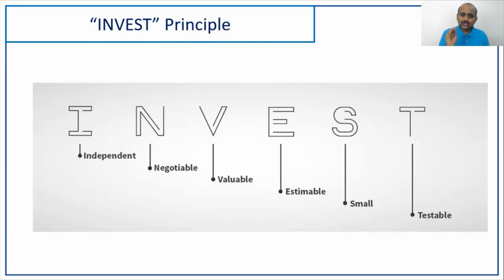Generally, we want a story to be defined in such a way that it can be completed in a period of 5 days. Then, negotiable. I should be able to negotiate what is there in the scope of the project. Why is it like this? Why not we build like this?